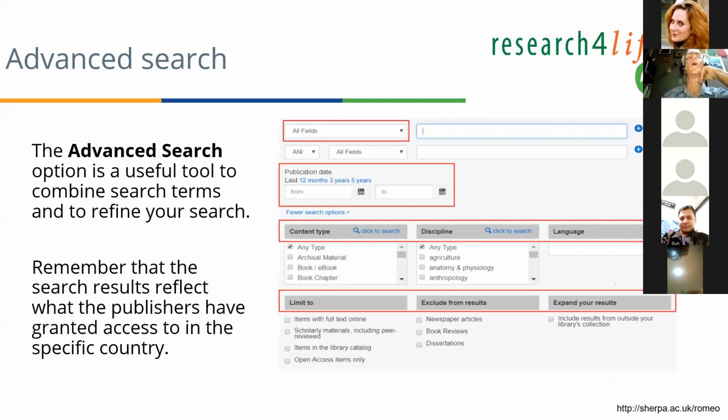And again, in the advanced search option, you can limit to publication dates, either putting them in individually or last 12 months, 3 years, 5 months. Content type, discipline can be used, limit to items with full text, limit to scholarly material. So you can complete your search and put your filters on by using the advanced search option.